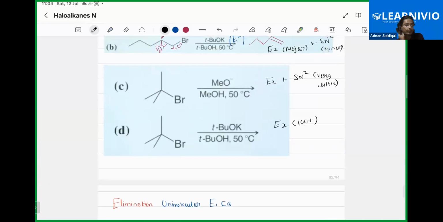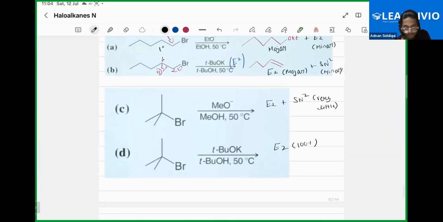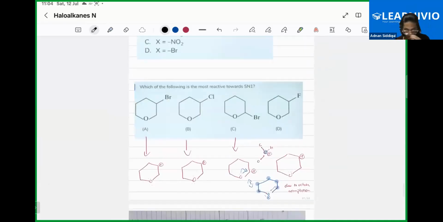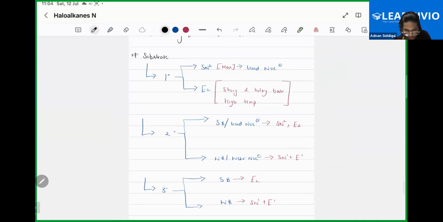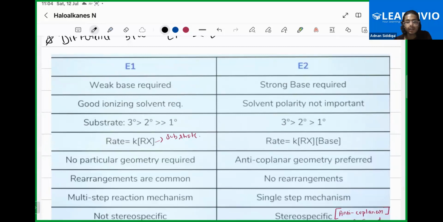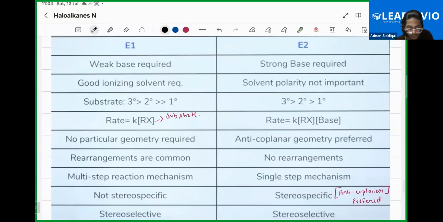Sir, so it will not be SN1, sir, it will be E1, right? No, no, E2. Because see, E2 also favors 3-degree substrate. But what is the deciding factor here? If you look carefully, this MeO negative is a strong base, right? And for E1, we need to use a weak base. If you are using a strong base, it will automatically lead to E2. Is it clear? If there was a weak base, then you would have thought about SN1.